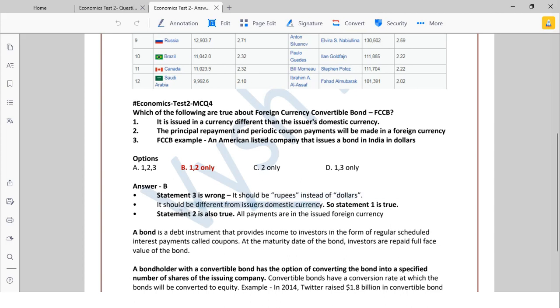So statement 1 is true. Statement 2 is also true, as all the payments are done in foreign currency. This is basic and very simple. But now we'll understand the concept. Okay, so here, if you see, it's a big term.